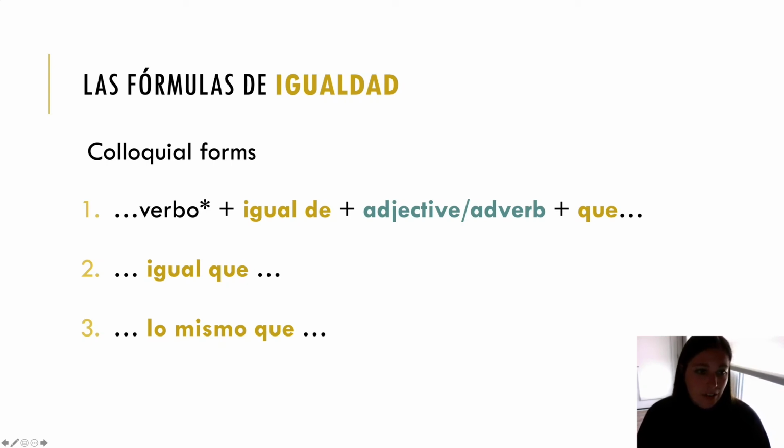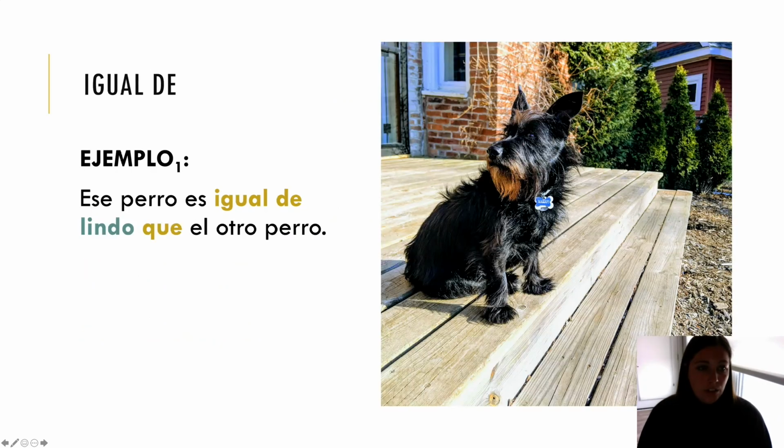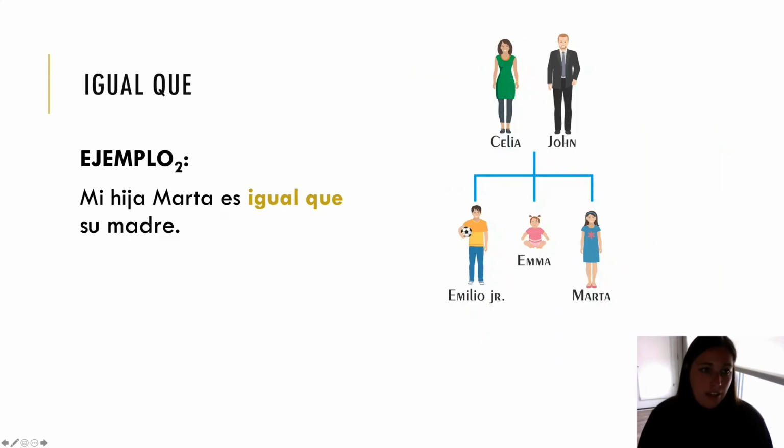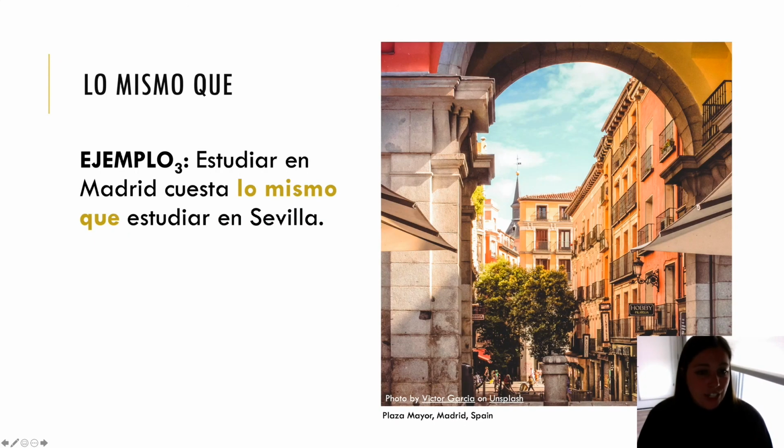You can see that we have our conjugated verb plus igual de with our adjective and adverb, and then que. We could have simply igual que, as you see in number 2, and we could have lo mismo que in number 3. Igual de. Ese perro es igual de lindo que el otro perro. Ejemplo 2, igual que. Mi hija Marta es igual que su madre. Estudiar en Madrid cuesta lo mismo que estudiar en Sevilla.